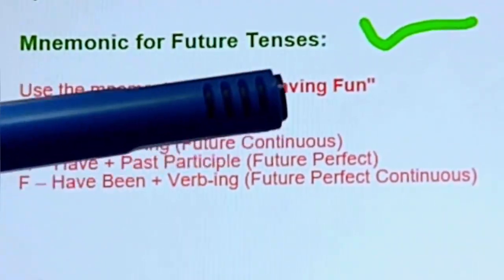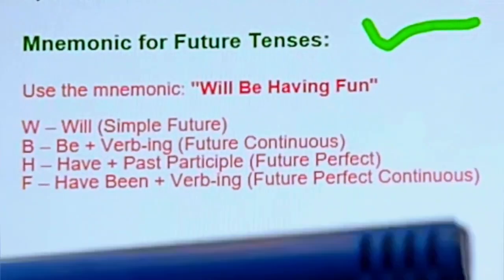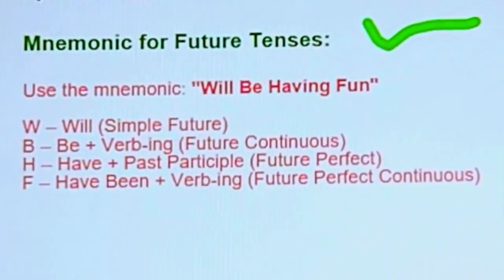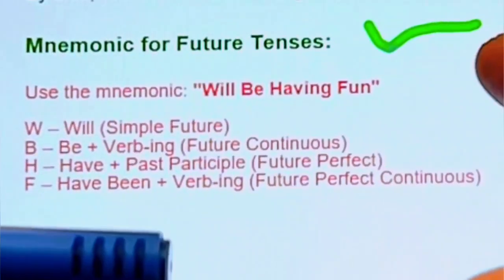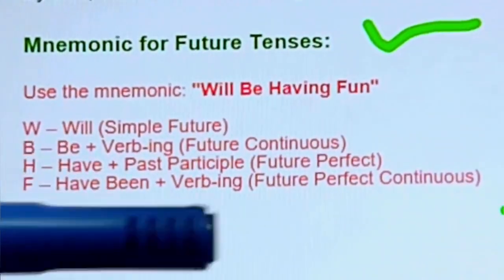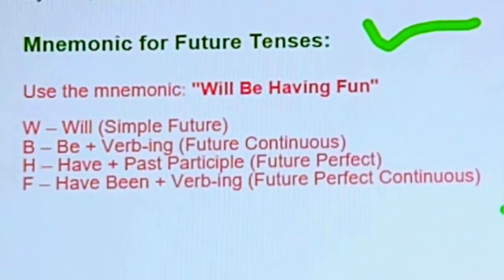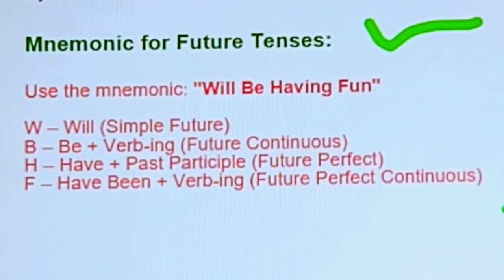You can remember all these four tenses by just a small sentence: will be having fun. This is for the future tenses, and you can remember all of them just by a small mnemonic. This all covered by just a small sentence, will be having fun. Hope you understand this mnemonics trick.